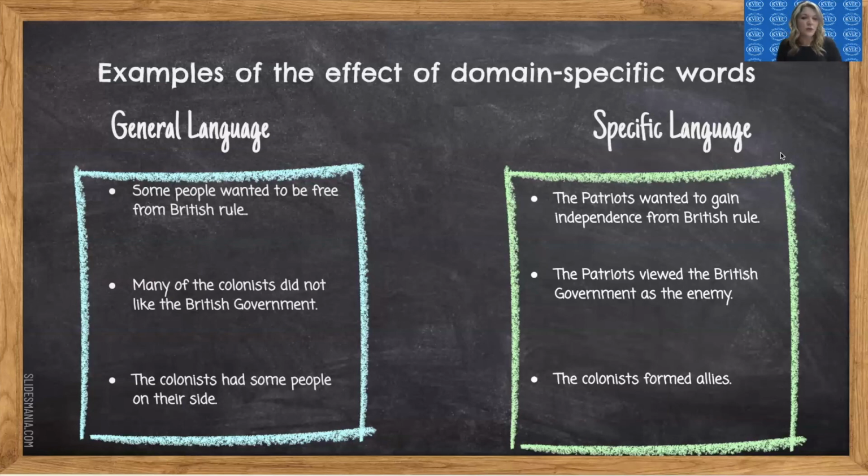So for example, really quickly, say some people wanted to be free from the British rule. That's pretty general. Some things you might prompt them with to get them more specific: let's think about this American Revolution. Who wanted to be free from the British rule? What were the names of that group of people? Oh, it was the Patriots. Okay, so instead of saying some people, let's just tell the reader who it is. It's the Patriots. So let's plug that in. The Patriots wanted to be free from British rule.